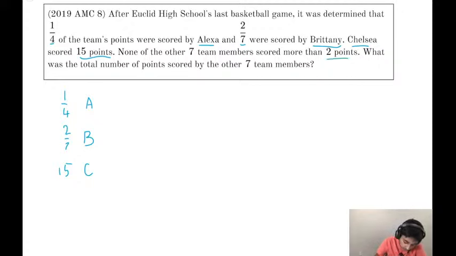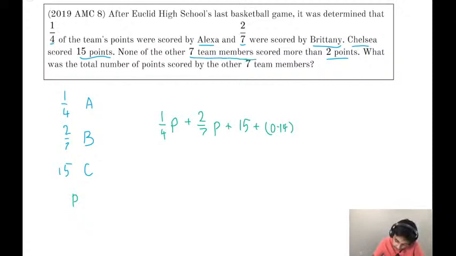So what that means is that, let's just say the total team's points is P for points. So 1/4 of the team points was scored by Alexa, 2/7 by Brittany, plus 15 by Chelsea, plus some number between 0 and 14. We don't know what number we want to add here, but it's going to be some number between 0 and 14, because each of the other 17 members scored no more than 2 points. So at most, the other 17 members could have scored 14 points, and at minimum, 0 points. And this in total is just P points. So P is equal to this quantity.